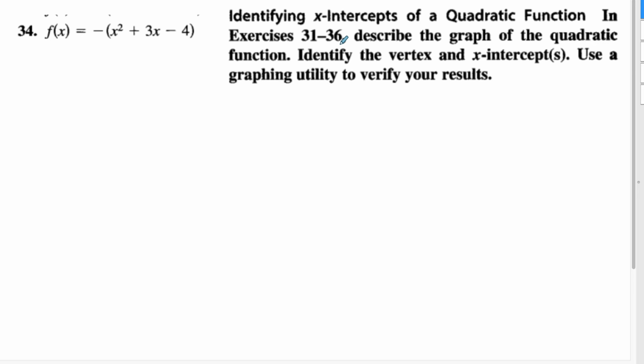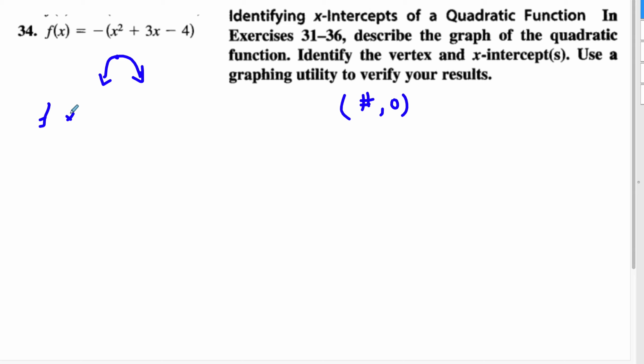So, identifying x-intercepts. Now the book goes a long way towards saying that x-intercepts are of the form number, comma, 0, right? There's more than one, so it's a coordinate is all, right? So identify in this sense, describe the graph of the quadratic. So this is a quadratic that opens down, correct? How do we know that? Because of the negative sign. Identify the vertex and x-intercepts. Use a graphing utility to verify your results.